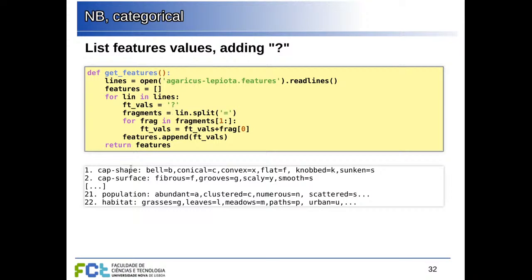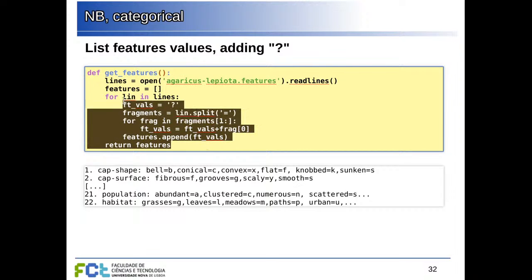So first, let's list all the features that we have, with all the possible values for the features. So for the first feature, it can be a B for bell, C for conical, X for convex, and so on. This is a file with the list of possible values, and these values are all after the equal sign. So we can use split to split the string on all the equal signs, and then get the first character at the start of each fragment, the code for that value in the feature.